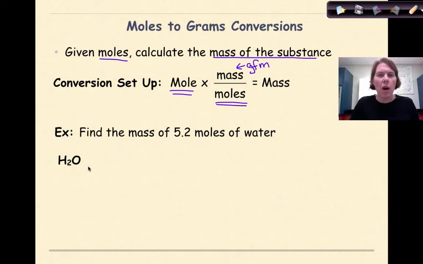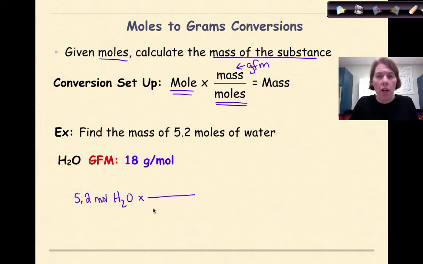So here's our formula for water, H2O, and it has a gram formula mass of 18 grams per 1 mole. Start by writing out the given completely. 5.2 moles H2O, multiplication sign and a line. If I start with moles, 1 mole on the bottom. 1 mole of H2O. Water has a gram formula mass of 18, as I have listed right here. 18 grams of water. And then I double check.